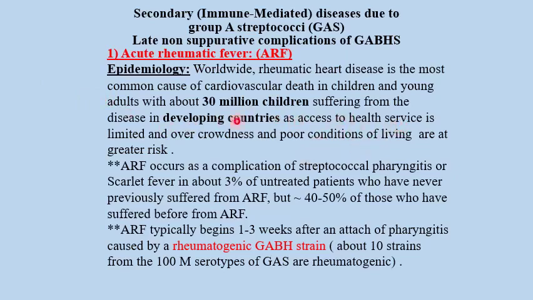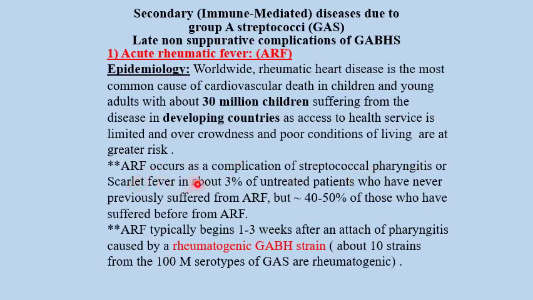Why in developing countries? Because access to health service is limited, and due to overcrowding and poor living conditions, this gives a great risk to acquire this kind of infection. Acute rheumatic fever occurs as a complication of streptococcal pharyngitis or scarlet fever. So it comes after pharyngitis and scarlet fever. It doesn't come after skin infections of streptococci.